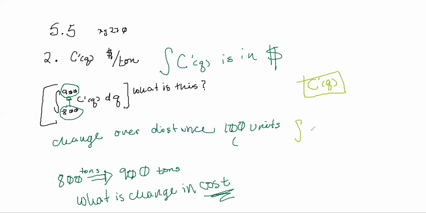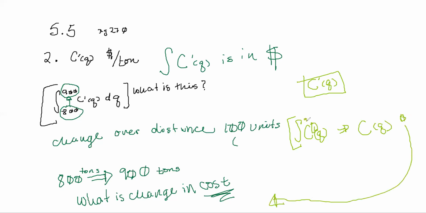But what we do know is that the integral of a derivative is going to be the original function. So it's going to be C of Q. This is going to be in dollars, and when we're going from 800 to 900, it's telling us the change in cost that's going to occur over 800 to 900. So let me erase a little bit of this.